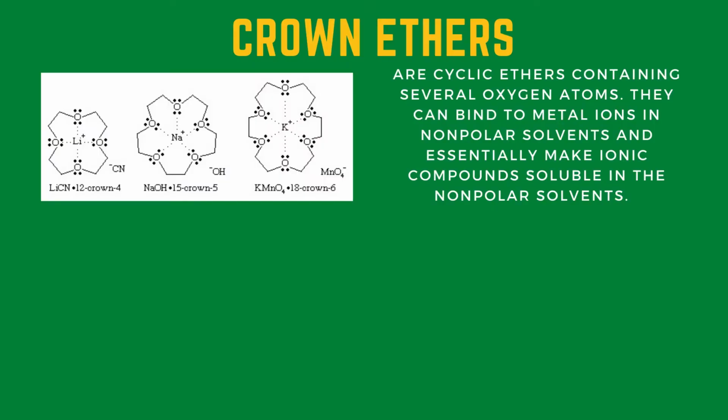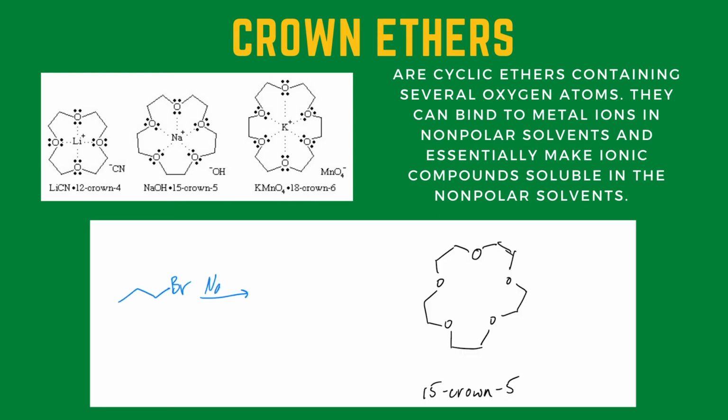Crown ethers are cyclic ethers containing several oxygen atoms. They can bind to metal ions in non-polar solvents and essentially make ionic compounds soluble in non-polar solvents. Here I have an SN2 reaction with an alkyl bromide with sodium cyanide in a non-polar solvent, benzene. The outside of our crown ether is very non-polar, and so the sodium metal ion binds in the middle of our crown ether, and they're called crown ethers because they look like crowns.